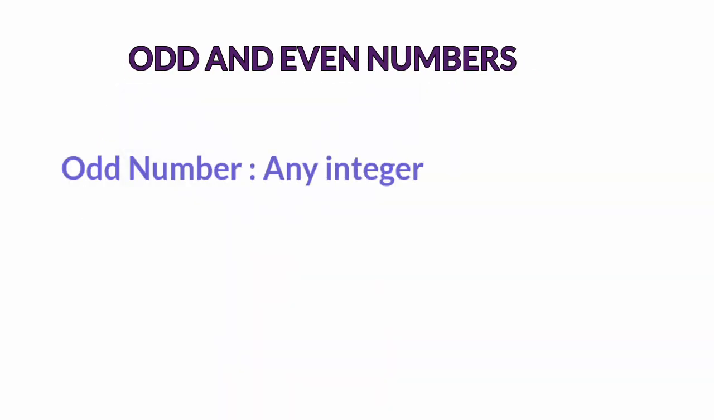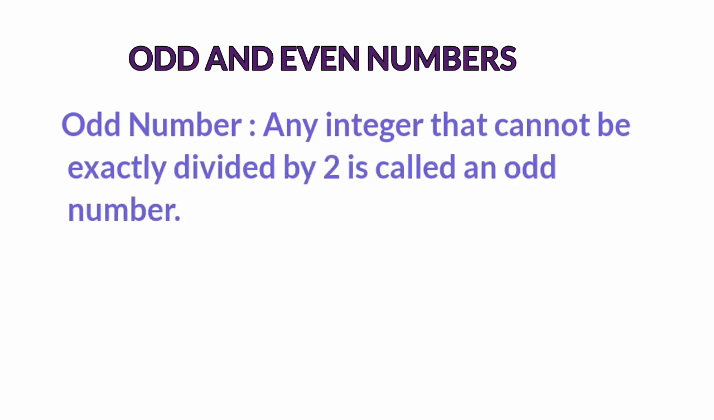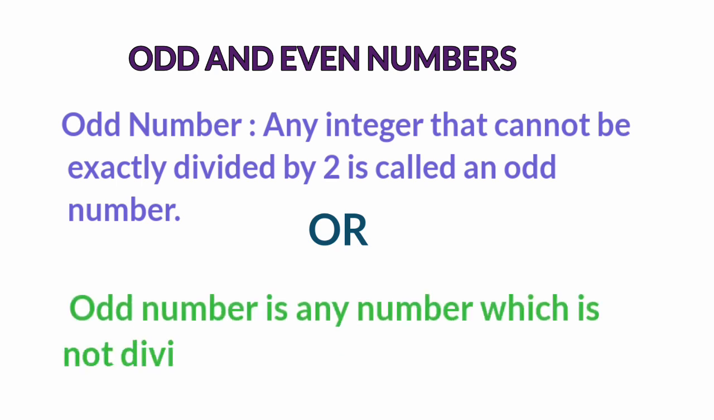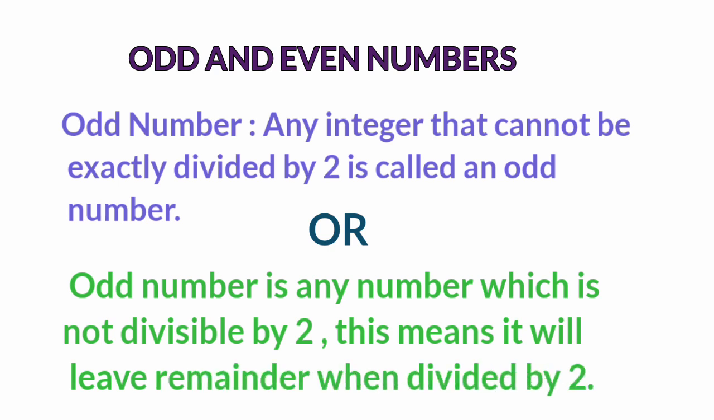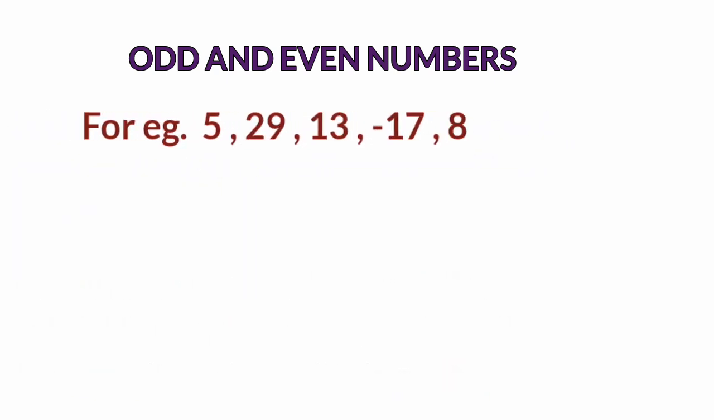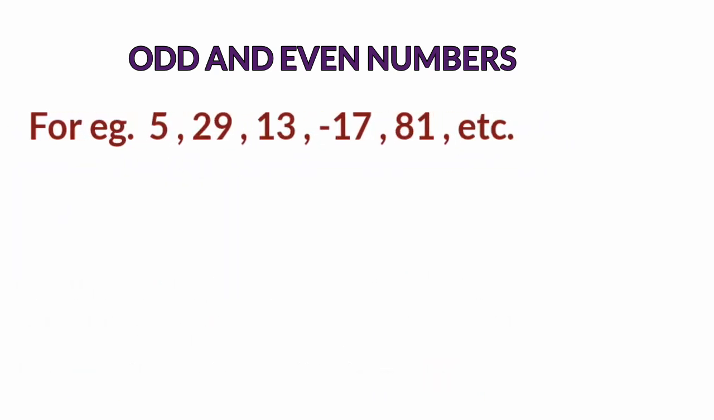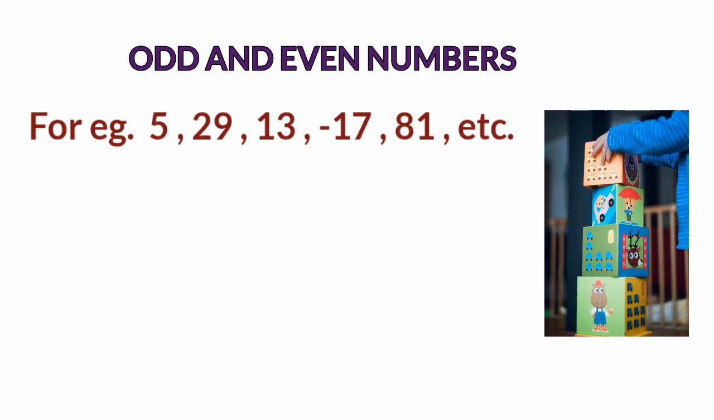An odd number is any integer that cannot be exactly divided by 2, or we can say that an odd number is any number which is not divisible by 2. This means it will leave a remainder when divided by 2. Remember that an odd number never comes in the table of 2. For example, 5, 29, 13, minus 17, 81, etc. All these numbers are not divisible by 2.